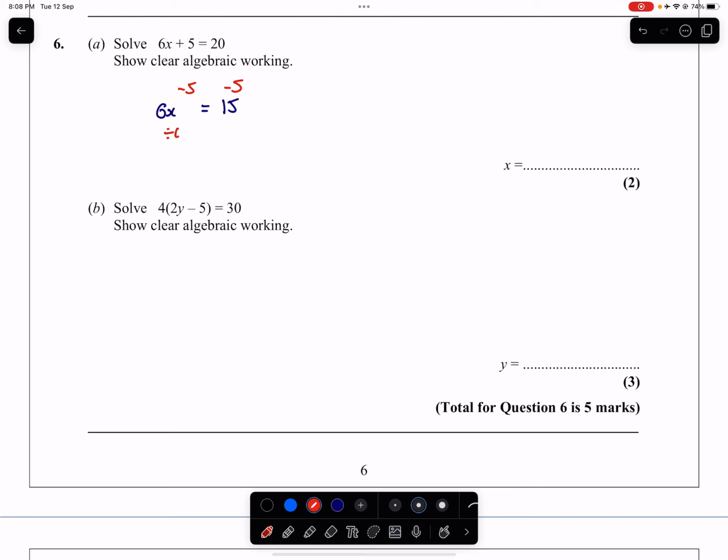And then that 6 that's multiplying x, we want to get rid of it, so we divide both sides by 6, giving us x equals 2.5 as our final answer.